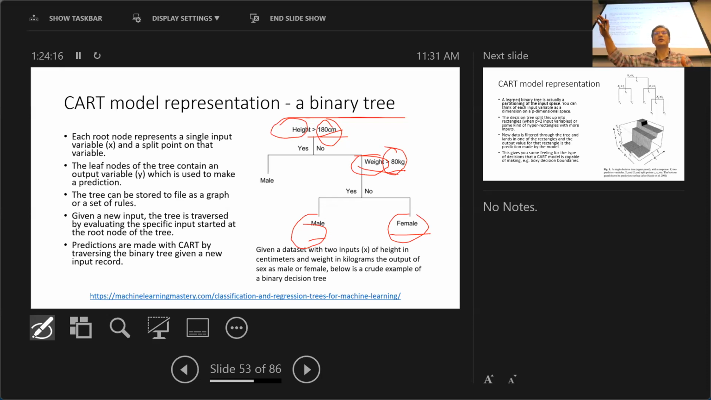Okay, when new data comes in, if you have a description of height and weight for this new sample, you put it in this tree, and the tree will give you this male or female answer. Is that simple? Yeah. Okay, so now we expand this to multiple variables. In this case, only height and weight. You can have many different ones.